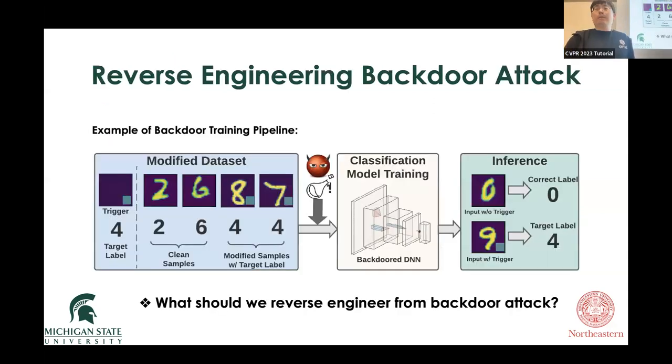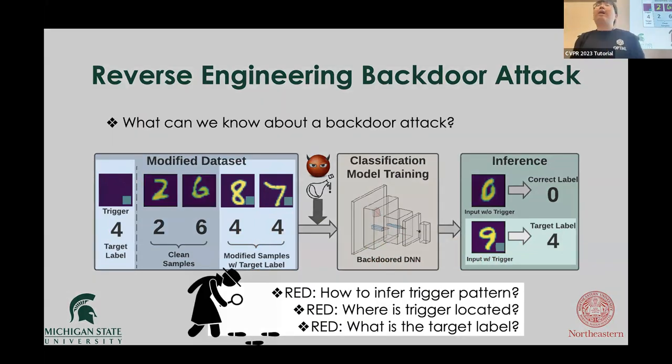This is the example I have shown earlier. This trigger is a poison pattern that we use to manipulate the training data. You just add these triggers on top of the training data and then train the model. And once the model is learned, if the trigger is present at the testing time, then the model will make the incorrect prediction. Okay. So from the RED lens, what questions do we want to ask?